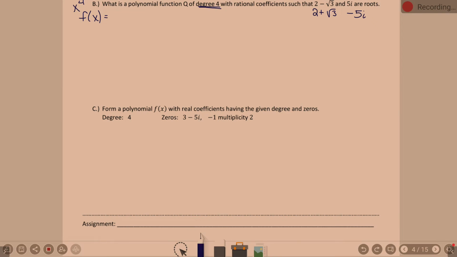Okay, 2 minus square root of 3. So it's going to be x minus 2 minus square root of 3. I'm choosing to put the extra parentheses in right now. If you can mentally skip that step and get it right, that's fine. We're also going to have x minus the 2 plus square root of 3, and an x minus 5i. And I'm officially going to say an x minus negative 5i. But what do you know about a minus negative 5i? It's going to be plus 5i, right? It is important that you write the like pieces next to each other, because in another step here, when we go to multiply, you'll want to have the like pieces next to each other.